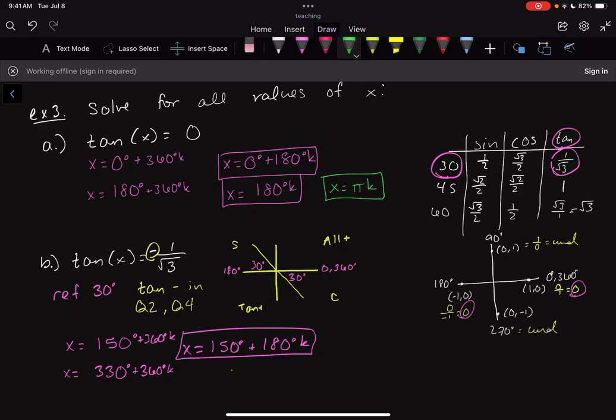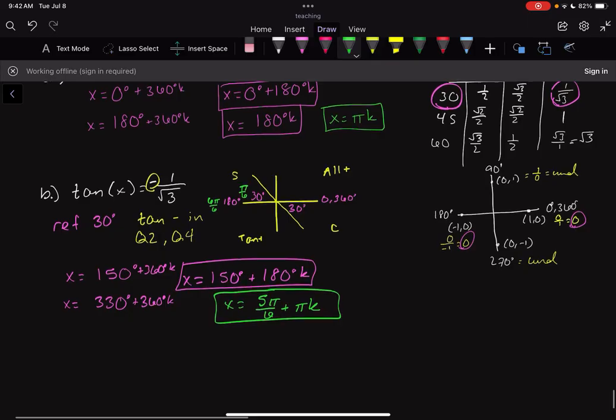In radians, this would have been a denominator of 6, so this would be pi over 6. So this would be 6 pi over 6 because it's pi. And so that would be 5 pi over 6 plus pi k. But I just want to stress to you, if you did write it separately and you used 360, it's not incorrect. It's just not the best answer, but it's technically fine.